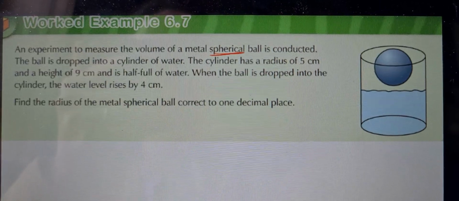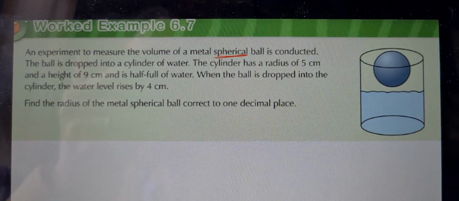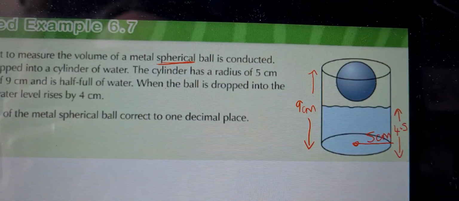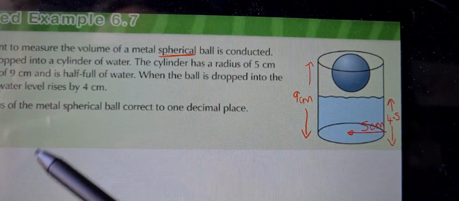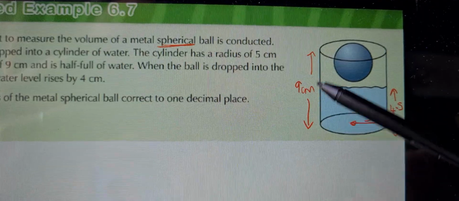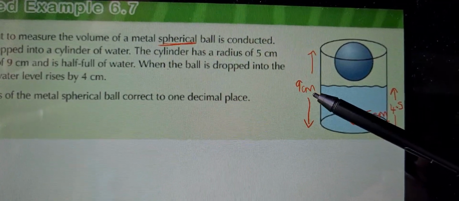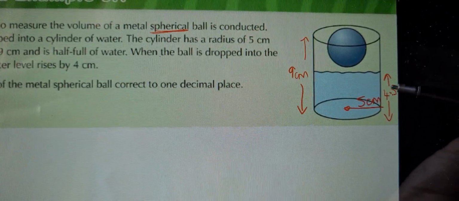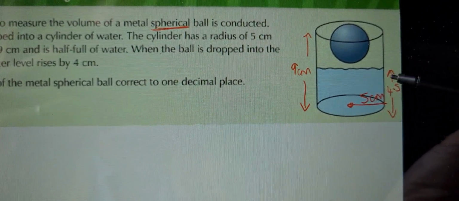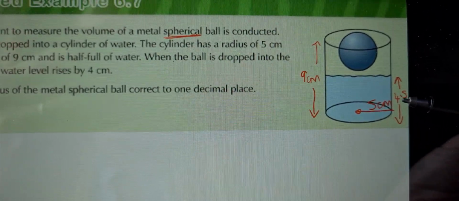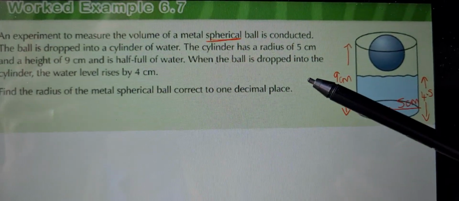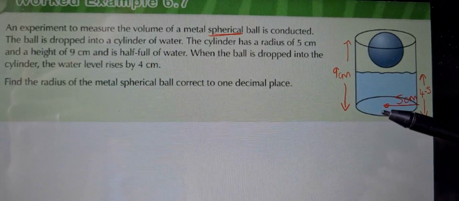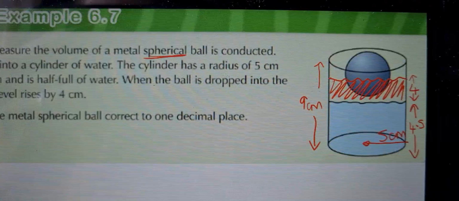The cylinder has a radius of 5 centimetres and it has a height of 9 centimetres, and it's also half full of water. I'm going to fill that into my diagram. When they said it's half full of water, that means if the full height of the container is 9 centimetres, the height of the water would be 4.5 centimetres. Half of 9, 4.5. Right, when the ball is dropped into that cylinder, the water level will rise by 4 centimetres. So I'm going to draw in a new water level.